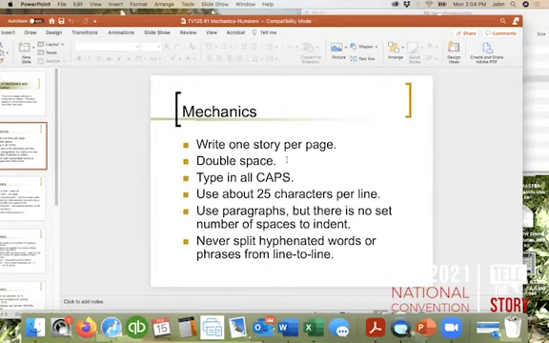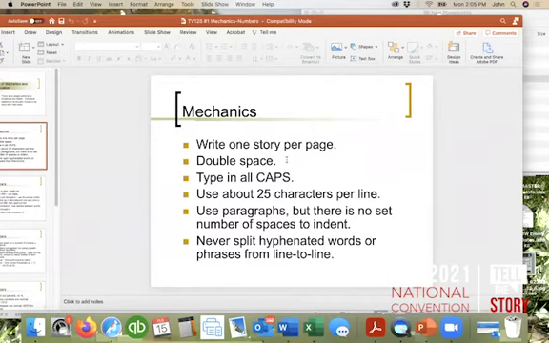Use about 25 characters per line for your teleprompter to make it easier. This helps to avoid being able to watch people's eyes move across the screen reading big, long sentences like this. So the bigger it is, the less you see the eye movement.